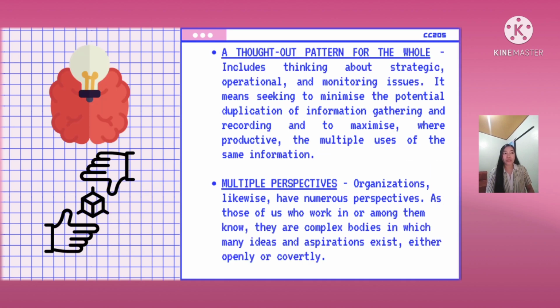Third, a thought-out pattern for the whole. This includes thinking about strategic, operational, and monitoring issues. It means seeking to minimize the potential duplication of information gathering and recording, and to maximize, where productive, the multiple uses of the same information, which means the architecture must bear the whole in mind. Good architecture should create space in which people can act with considerable freedom. Last, multiple perspectives. Organizations likewise have numerous perspectives, as those of us who work in or among them know. They are complex bodies in which many ideas and aspirations exist, either openly or covertly.